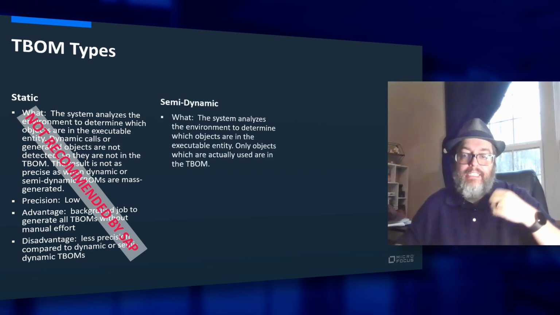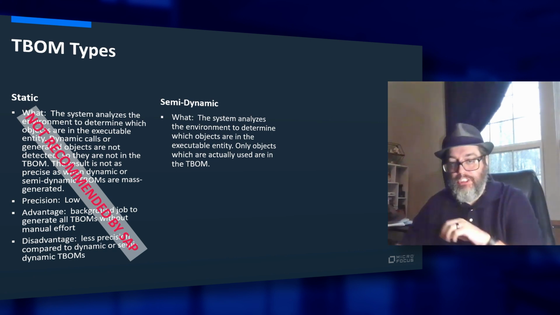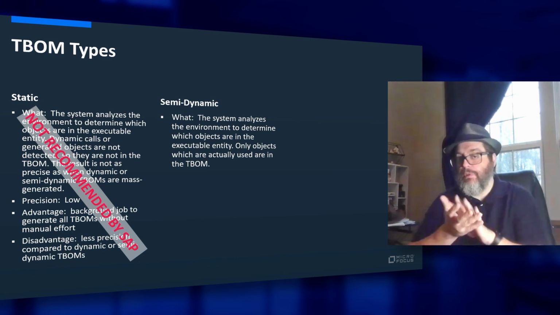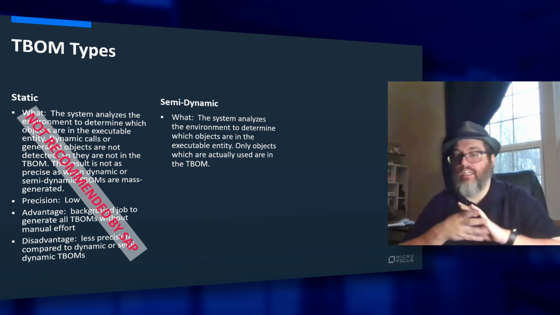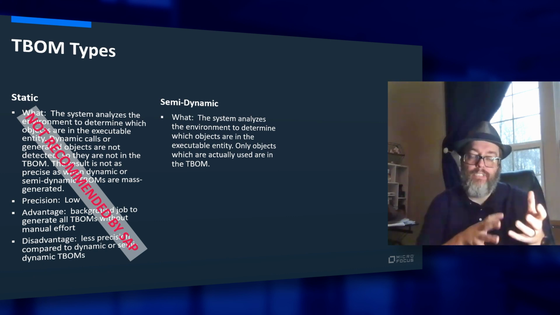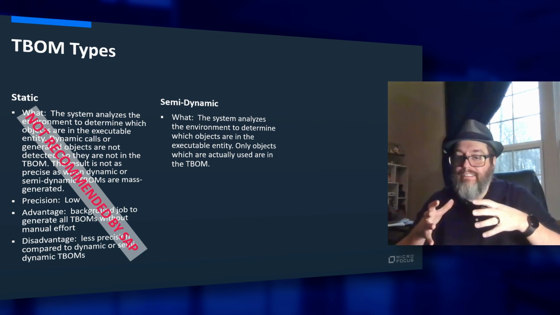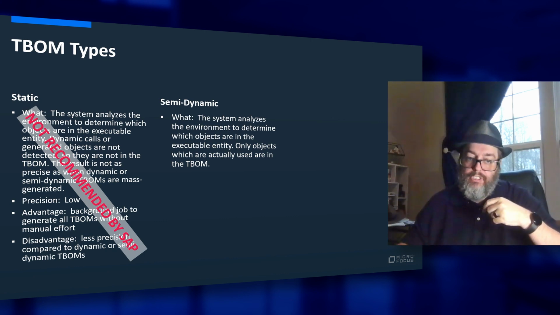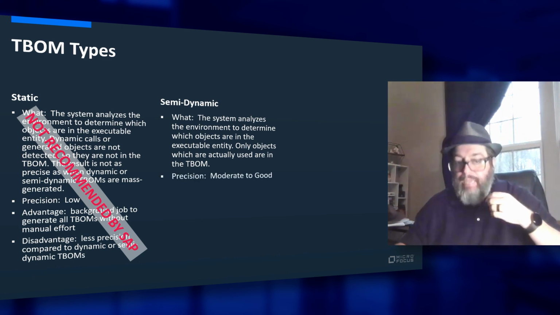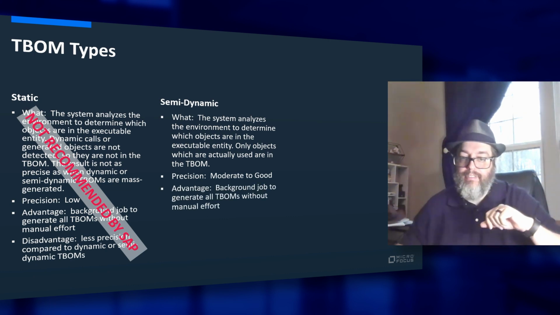The second method is semi-dynamic TBOMs, where the system utilizes production usage history to determine which objects are part of which executable. This requires, though, that you have at least 3 months of production history to analyze, so that you can get your month-end and your quarter-end closing processes included in that analysis. Since this is utilizing actual production usage information, the precision is far better than static.